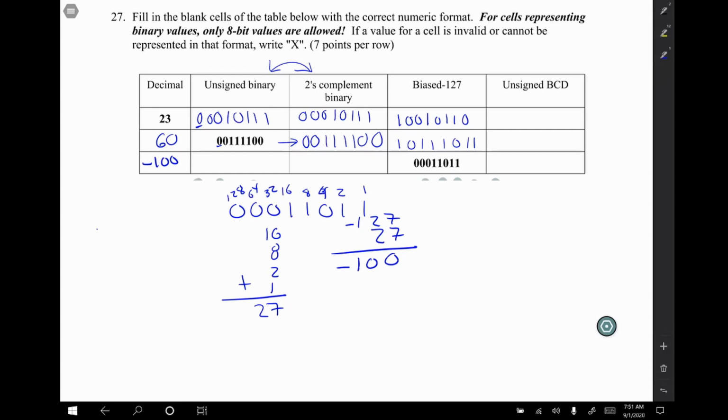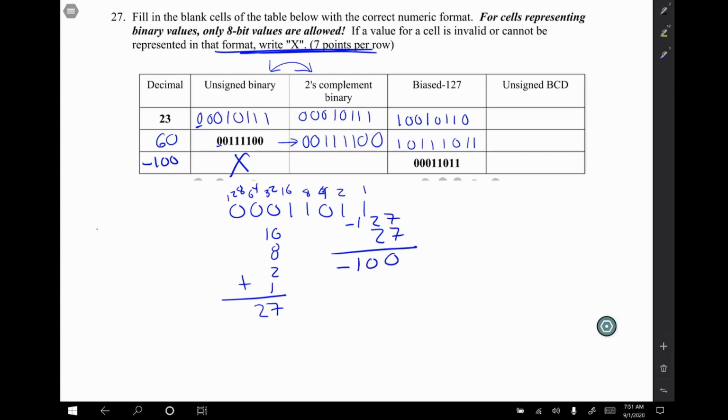Okay, now a couple of quick things. First of all, unsigned binary. Unsigned binary only allows us to represent non-negative values, so we have to place an X here. Notice that I asked you to write an X in the columns where you cannot put that value when it's out of the range. Negative 100 is outside the range of the non-negative values represented by unsigned binary, so we put an X there. That's 2 points right there up front.